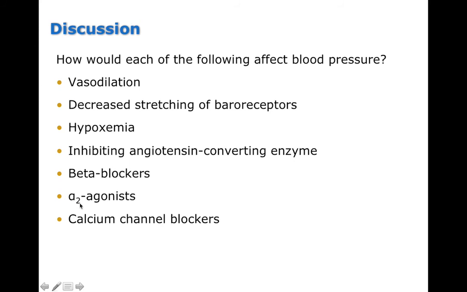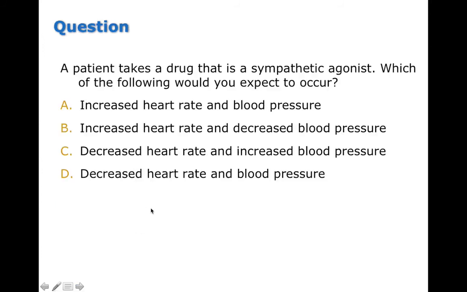We also have alpha-2 agonists, and alpha-2 receptors are located on the nerve terminals of sympathetic postganglionic neurons. And what this does, it actually inhibits the release of further norepinephrine through negative feedback. So if you gave someone an alpha-2 agonist, it actually would depress their sympathetic nervous system. And then calcium channel blockers would actually prevent your heart from contracting as strongly, so that your stroke volume would be lower and your cardiac output would be lower, so your blood pressure would also be lower.